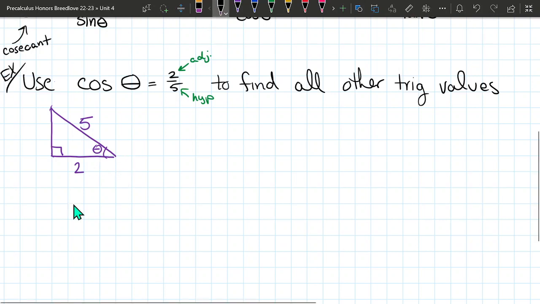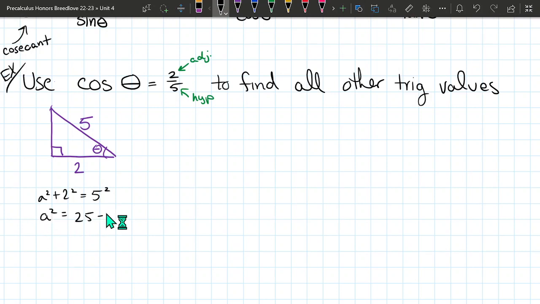So I could do a squared plus 2 squared equals 5 squared. So a squared equals 25 minus 4. So a equals the square root of 21. And that's the other piece of my triangle, square root 21. Now that I have all three lengths for all three sides of the triangle, I can just write the 6 trig functions.